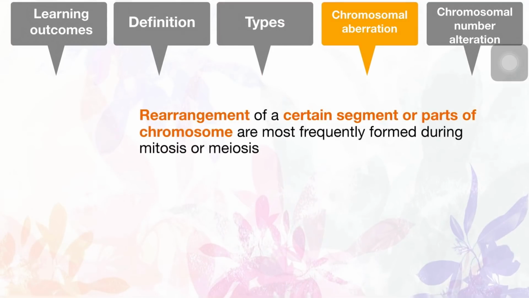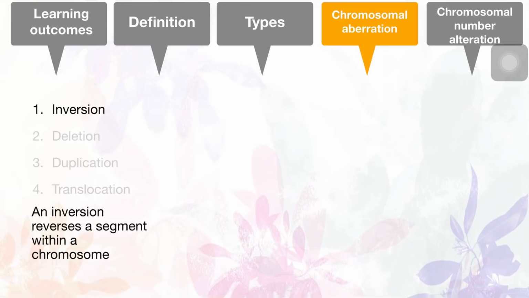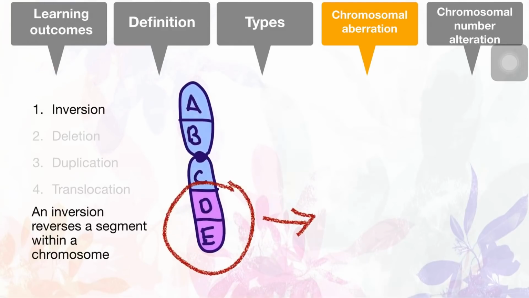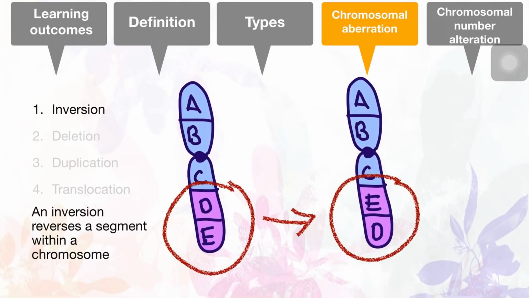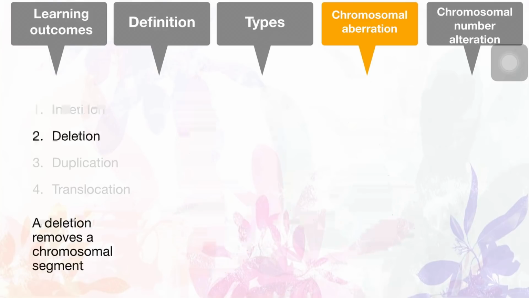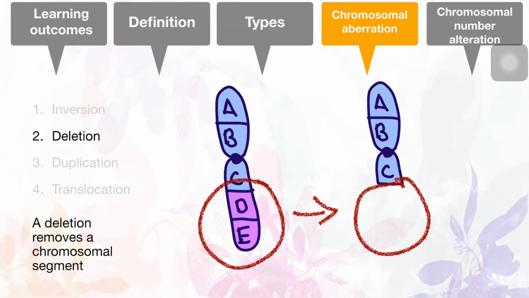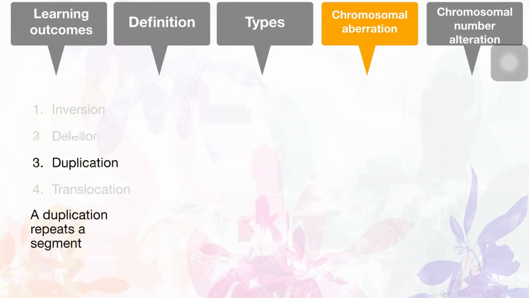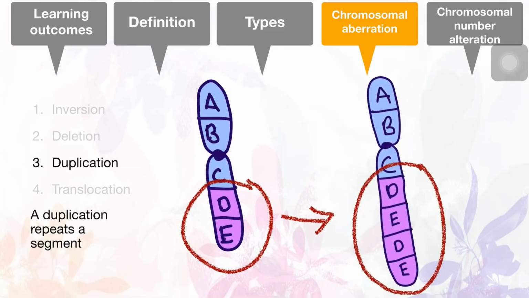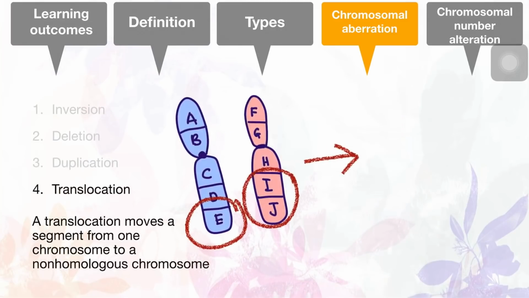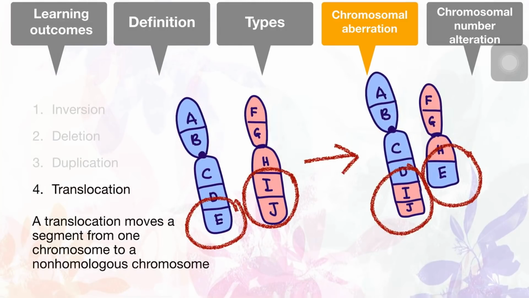Let's have a look at chromosomal aberration. It means rearrangement of a certain segment or parts of a chromosome, most frequently formed during mitosis or meiosis. We have inversion. An inversion reverses a segment within a chromosome. Next, deletion. A deletion removes a chromosomal segment. Duplication. A duplication repeats a segment. And the last one, we have translocation. A translocation moves a segment from one chromosome to a non-homologous chromosome.